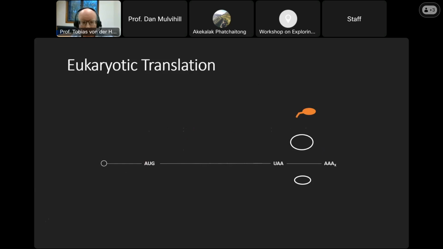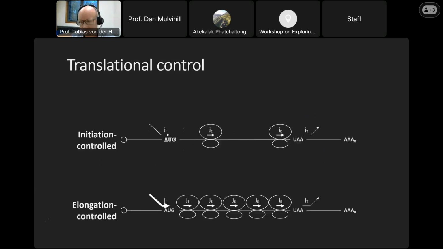So in a way, there are two sub-processes here: the initiation process at the beginning, which makes contact between the ribosome and the RNA, and then the protein synthesis process itself, which makes the protein you're interested in. If you think about regulation in these processes, there are basically two regimes of regulation that can happen, and they depend on the frequency with which ribosomal subunits make contact with the RNA relative to the speed with which ribosomes move along the RNA.